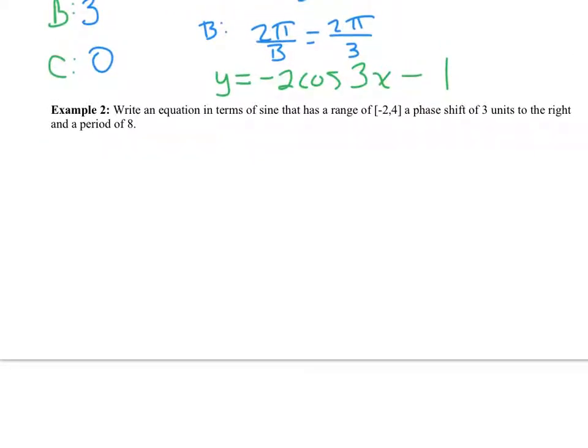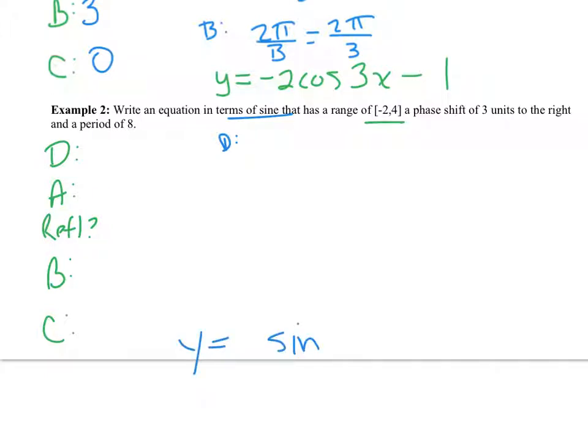This one right here is telling you the range is between -2 and 4, with a phase shift of 3 to the right, and a period of 8. So we need to find our DABC. D, A, and then I ask myself, is there a reflection? And then B, C. I just like to find D first. If you don't, it doesn't matter, it's all the same in the end. I'm going to be doing it in terms of sine, so I know in the end it's going to be y equals a sine b x plus c, plus d.